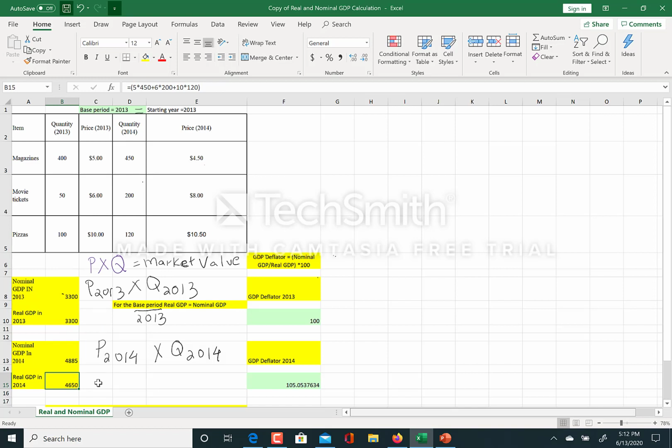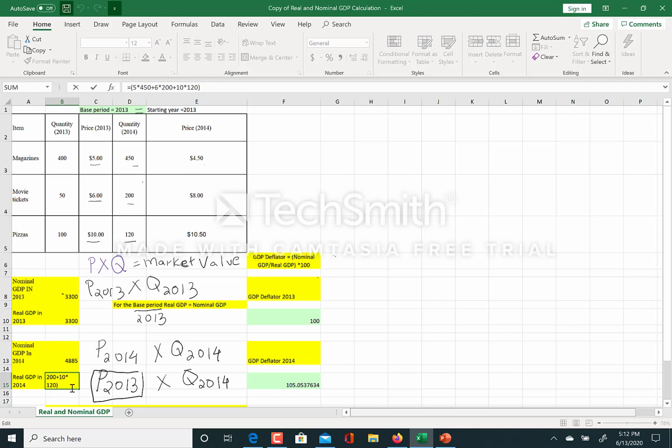If I do the calculation for real GDP in 2014, I will take the price in 2013 times the quantity in 2014, and I'm going to get different numbers here. So after I multiply price times quantity, I'll just sum it over for all these three different goods. As for example, I can look at the formula bar here. I took these 2013 prices, multiplied with 2014 quantities, and I summed up the result.